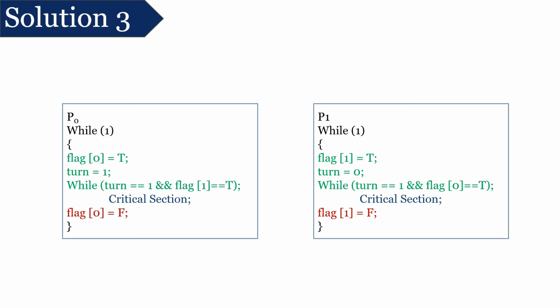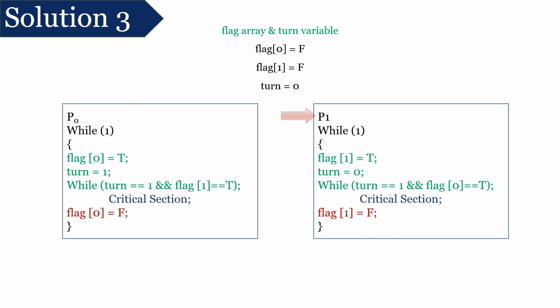Let us consider our third solution, where we have implemented both the flag array and the turn variable. Flag of 0 and flag of 1 both are false and the value of variable turn is equal to 0. Starting with P0, it enters while 1 and makes flag of 0 equal to true and turn equal to 1, to confirm that it wants to enter the critical section. Further, it checks the while loop, which turns out to be false, as flag of 1 is equal to false. So P0 enters the critical section and on exit it makes flag of 0 equal to false.